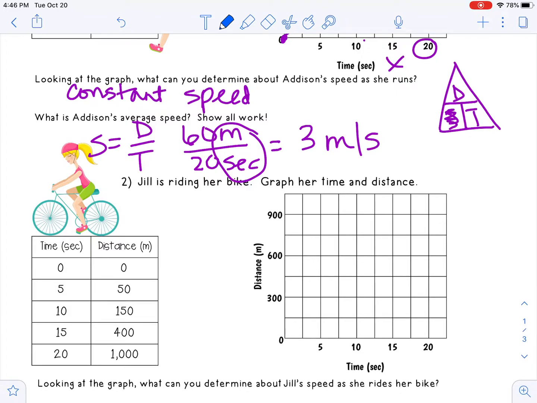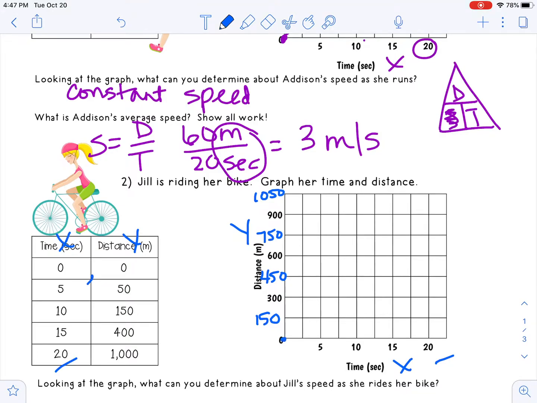So ready for our second graph. Jill is riding her bike. Graph her time and distance. So once again, time is our x-axis and distance is our y-axis. So I'm quickly looking at my information I need to graph, and I see that the seconds, those are exactly what I need. I'm going to come here. It's going up. I just see 300, 600, 900. So I know that it is going up by 150. So I'm going to go ahead and put those in because that's going to help me visualize my graph, okay, and plot the points correctly. So now I'm ready to go.